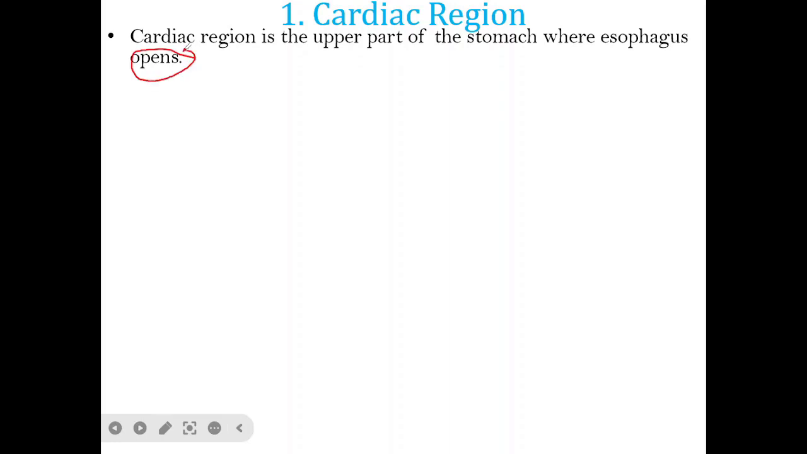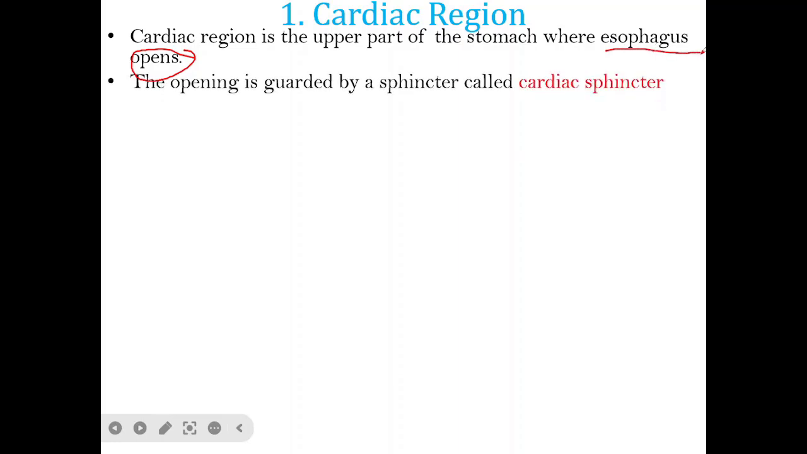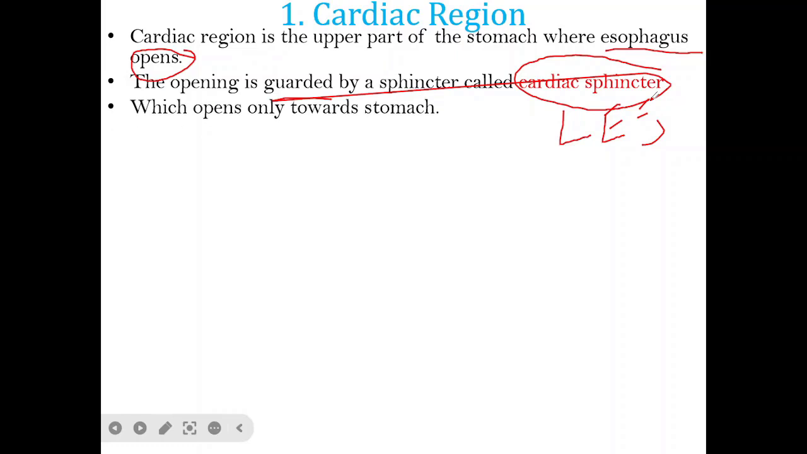So at the bottom part of the cardiac region, or at the opening of the cardiac region, it's guarded by a sphincter, and that sphincter is the cardiac sphincter, or some say lower esophageal sphincter. So the lower esophageal sphincter or the cardiac sphincter always opens towards the stomach. You see, opens always towards the stomach. Why? It's important to protect against the backflow of semi-liquid food towards the esophagus.